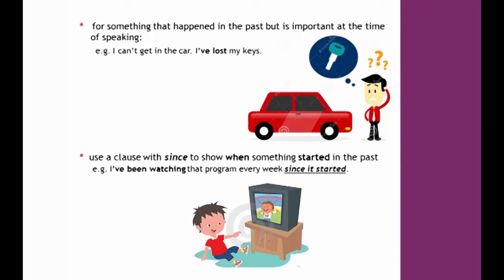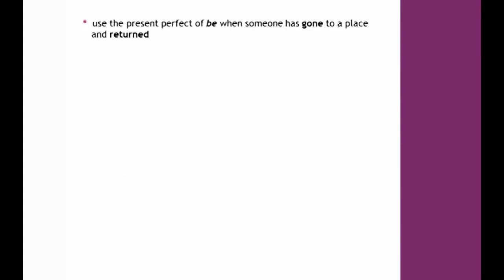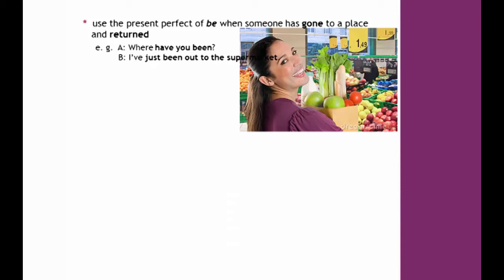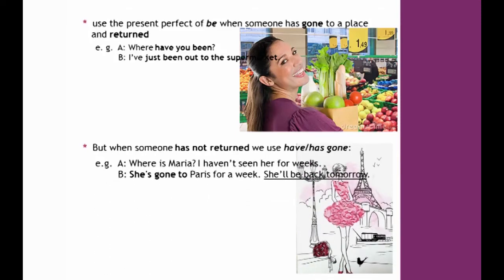Okay, we use the present perfect of be when someone has gone to a place and returned. Example, where have you been? Oh, I've just been out to the supermarket. So there is the verb be, been. But when someone has not returned, we use have, has, gone. Okay? Where is Maria? I haven't seen her for weeks. She's gone to Paris for a week. She'll be back tomorrow. Okay?